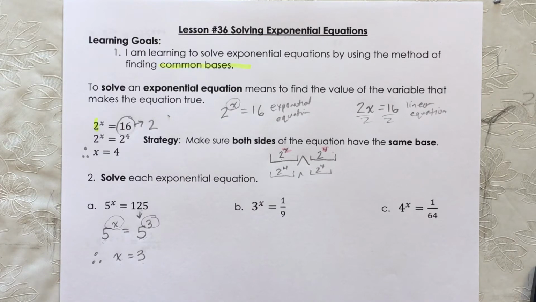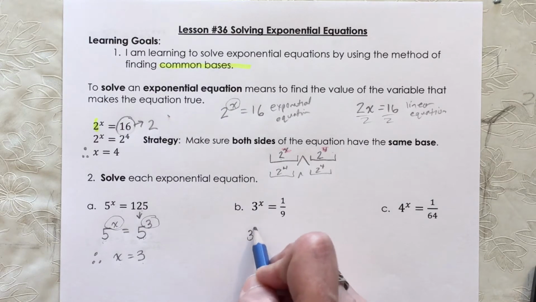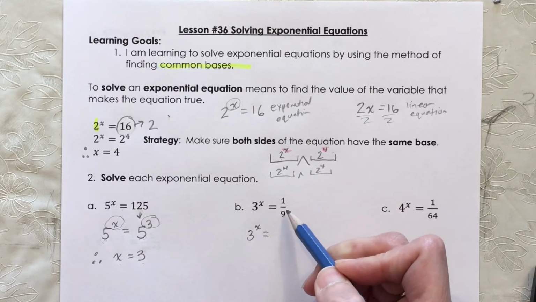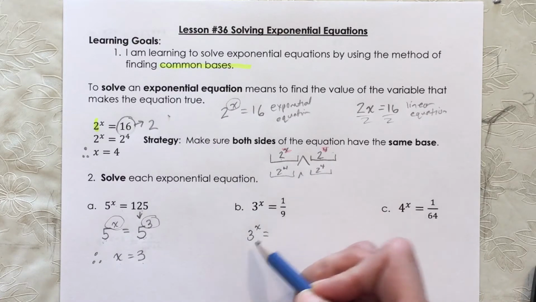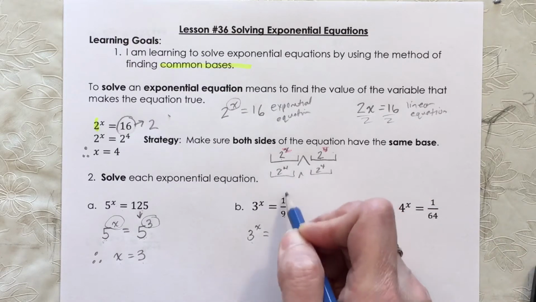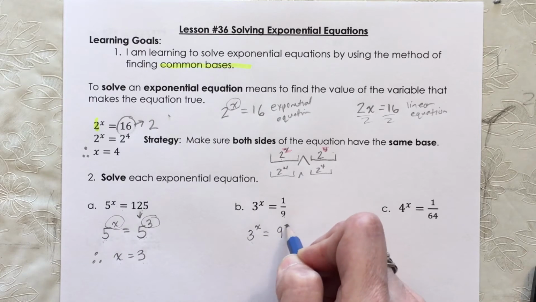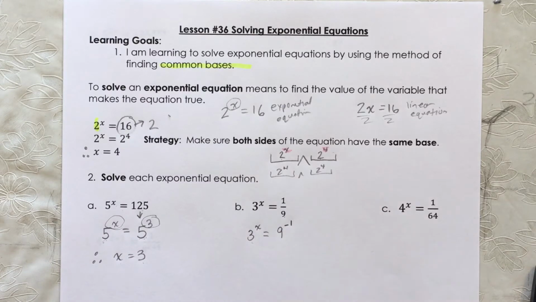3 to the power of x equals 1/9. So the first thing is, in order to get the same base on both sides, I don't want this 9 in the denominator and this 3 in the numerator. So my first step would be to write 1/9 as 9 to the negative 1. So take a second to wrap your head around that.